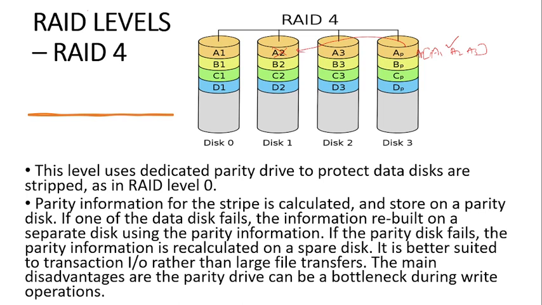This level uses a dedicated parity drive to protect the data disks or stripes. As in RAID level 0, the parity information for the strip is calculated and stored on the parity disk. If one of the disks fails, the information can be rebuilt from a separate disk using parity information. If the parity disk fails, the parity information is recalculated on a spare disk. It is better suited to transaction input output rather than large file transfers. The main disadvantage is the parity drive can be bottlenecked during write operations.